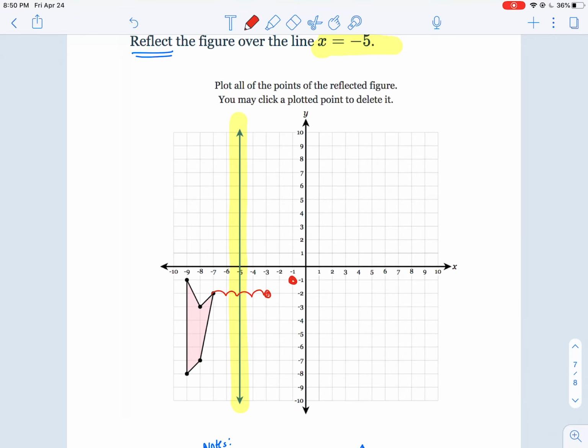So 1, 2. 1, 2. Okay. Oops. And then we got 1, 2, 3. 1, 2, 3. And 1, 2, 3. And then that last point there is 1, 2, 3, 4. All right. And then depending on if the program connects the dots for you, just go ahead and connect them if you need to. Okay, so we just flipped it over that line.